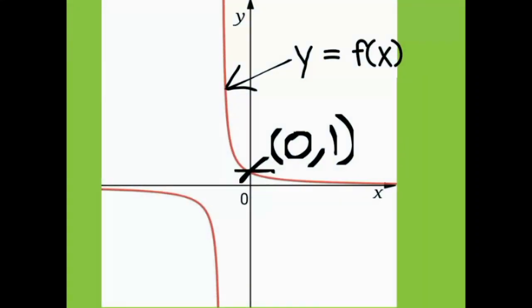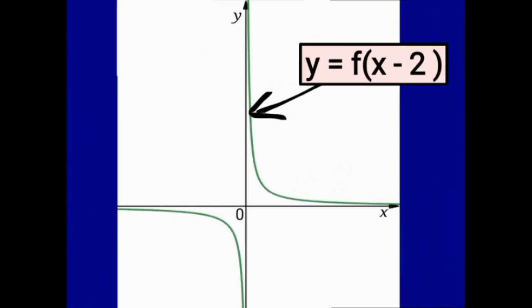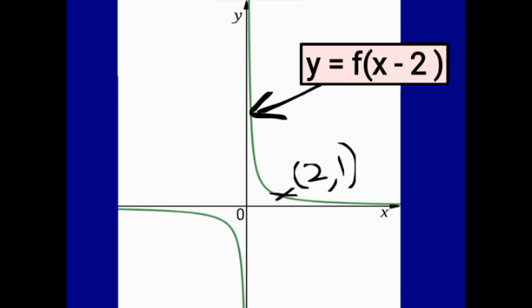The original y = f(x) graph crossed the y-axis at (0, 1). But for reference, if we take this point, the coordinates of this point in the y = f(x - 2) graph is now (2, 1).